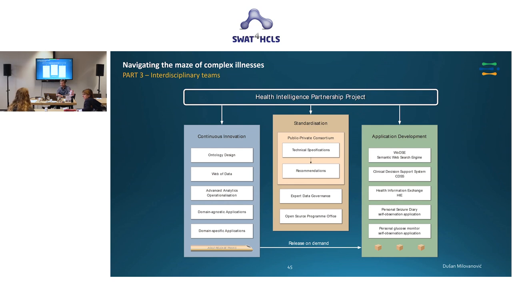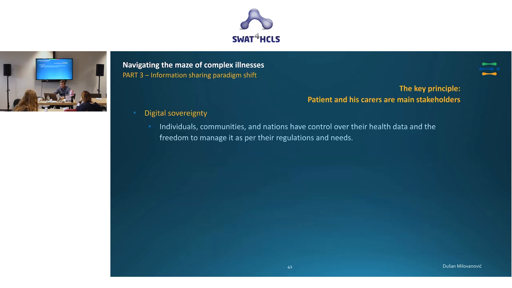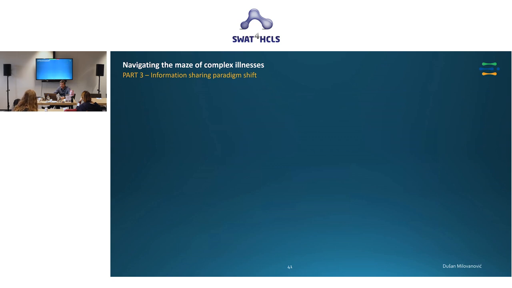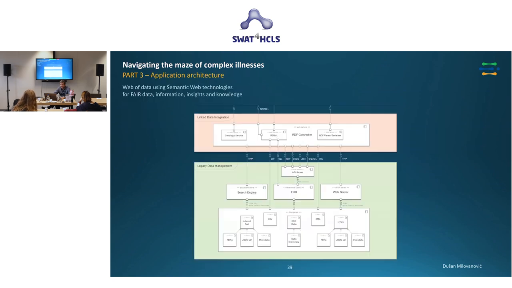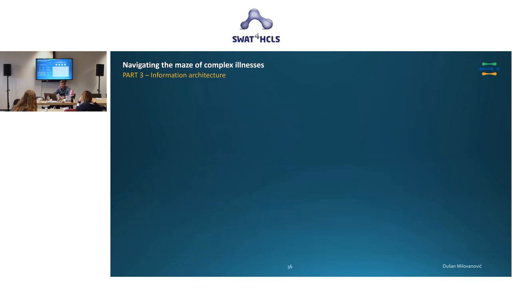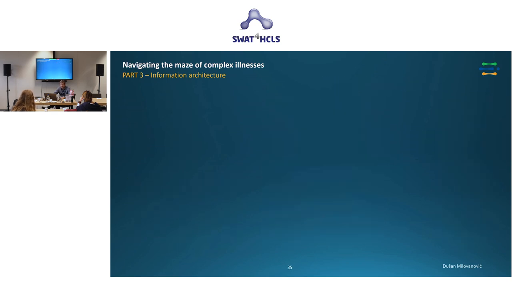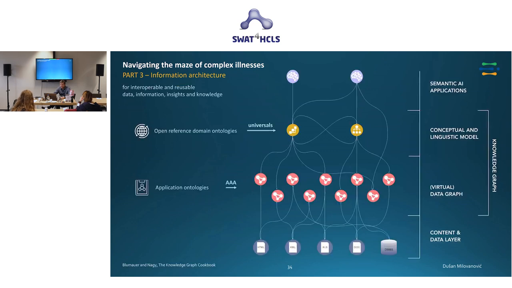One question about the layers of the ontologies that you showed. You showed the application ontologies that are more local or people are using to share the data, and then on top of that the open reference domain ontologies. I was wondering what would be the difference between those two. Couldn't you just use the open reference domain ontologies on your own data, and then we already have the goal in one step?